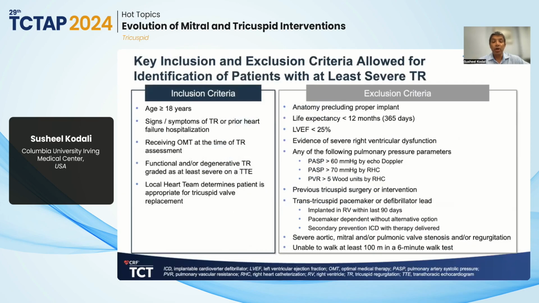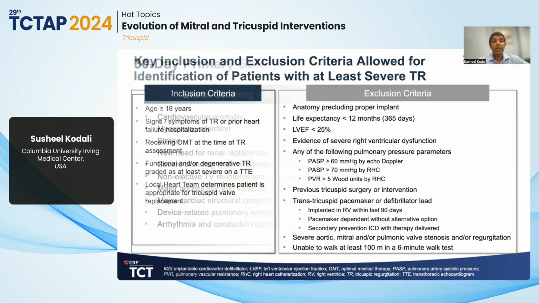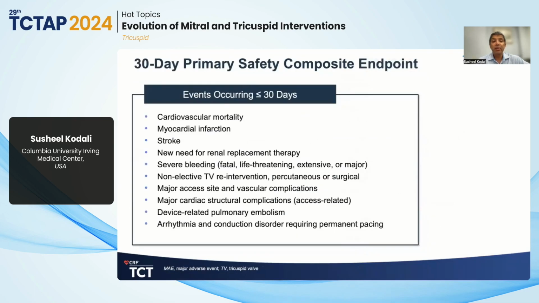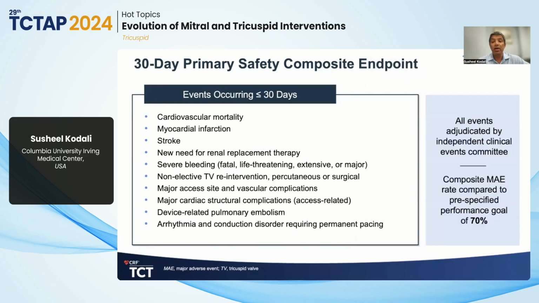There were multiple important inclusion-exclusion criteria, but key exclusion criteria included severe RV dysfunction and severe pulmonary hypertension, as well as anatomy unsuitable for placement of the Evoque valve. The primary safety endpoint was a composite endpoint with the individual components shown here. All events were adjudicated by an independent CEC, and the composite MAE rate was compared to a pre-specified performance goal.